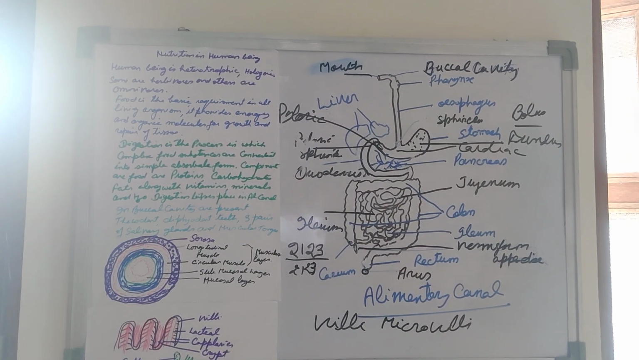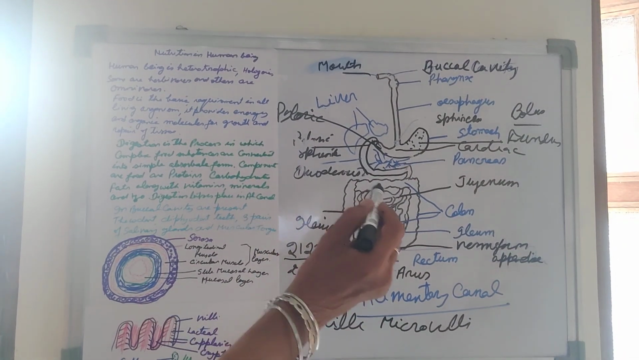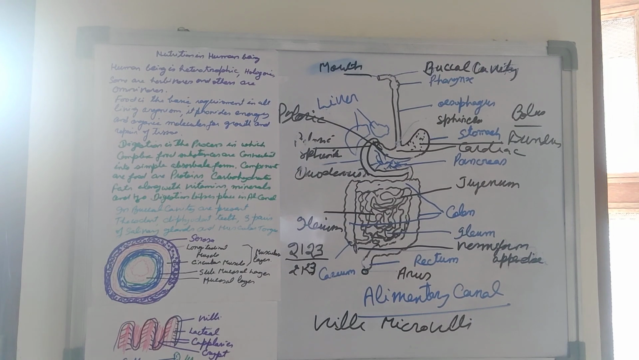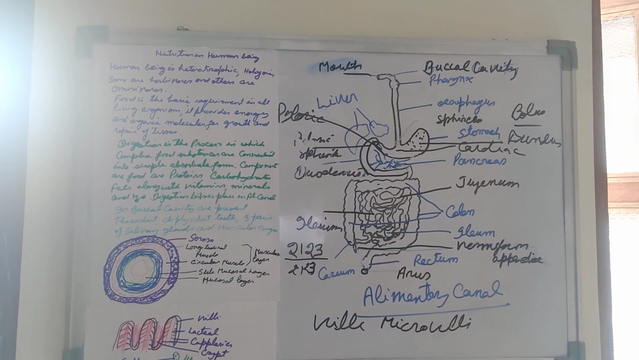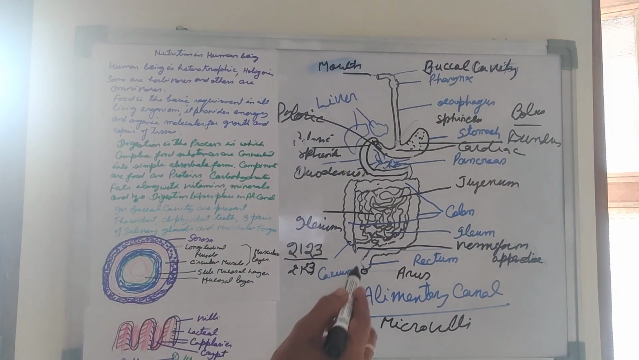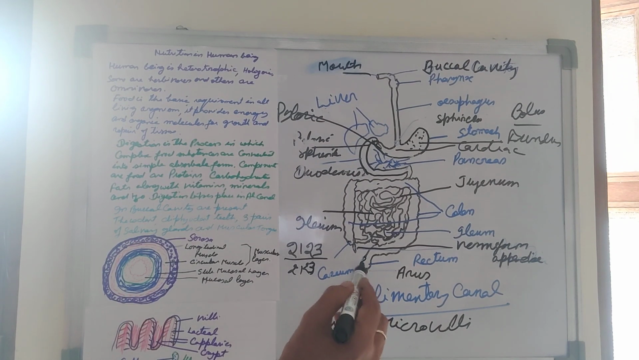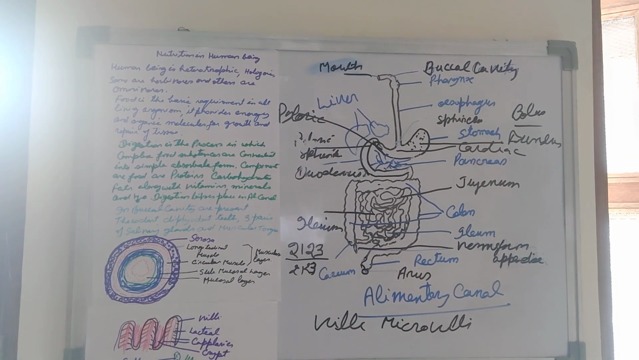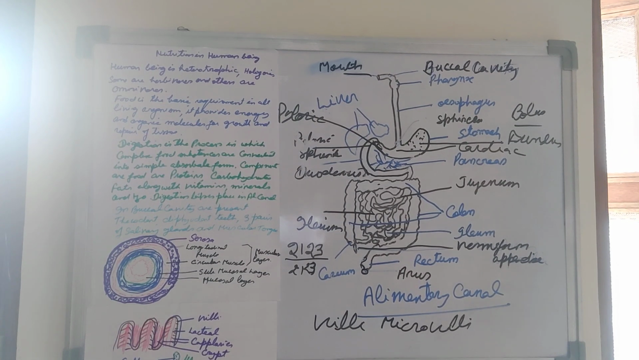The colon has three parts: ascending colon, transverse colon, and descending colon. The colon then leads into a small sac-like structure, the rectum, and the rectum opens to the outside by the anus. The food is digested in the duodenum. Which enzymes act upon the food, we will do in detail in the next video.